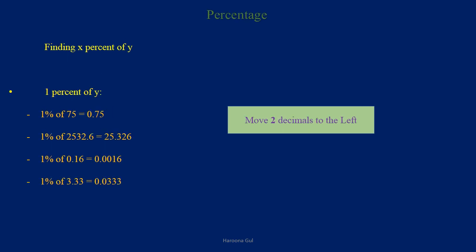Now, if we want to find 1% of any number, we're going to move 2 decimals to the left, right? For example, 1% of 75 is simply going to be 0.75. Similarly, 1% of 2532.6 is going to be 25.326. 1% of 0.16 is 0.0016. 1% of 3.33 would be 0.0333.